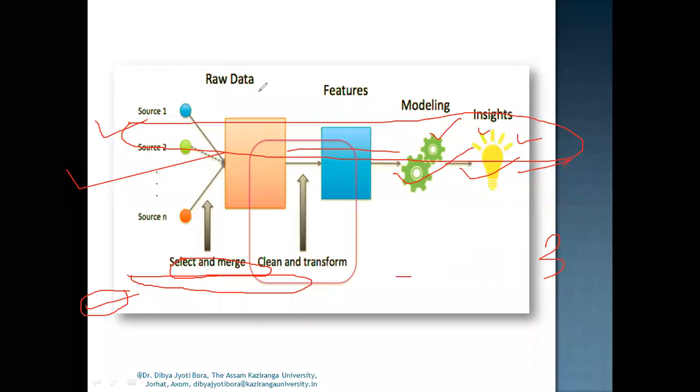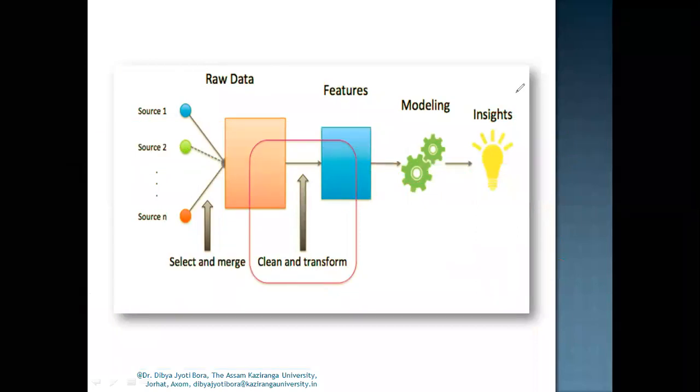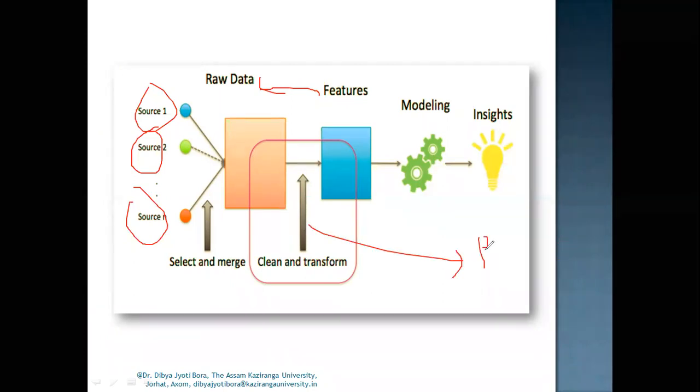Then we tried to understand the role of features in the pattern recognition process. We have seen that these features are extracted from the raw data that you have collected from different sources. Here pre-processing plays a very important role, because with the help of pre-processing we try to clean those raw data, because we don't need outliers.